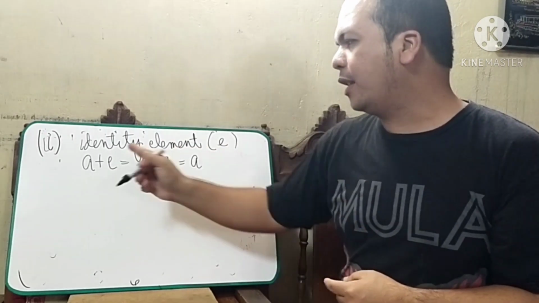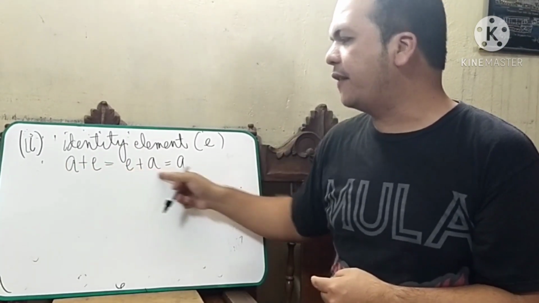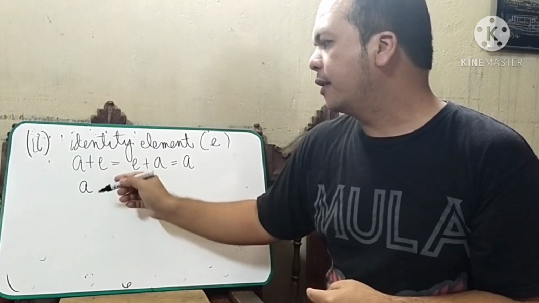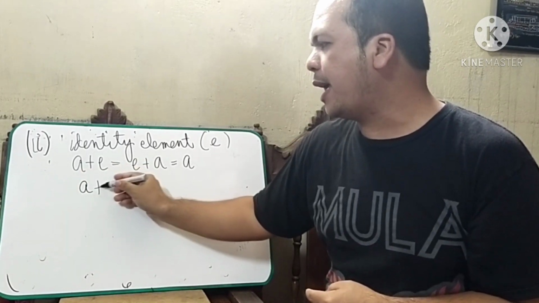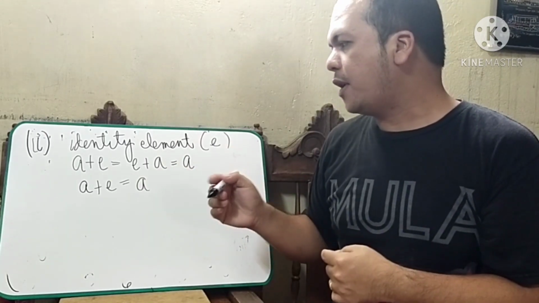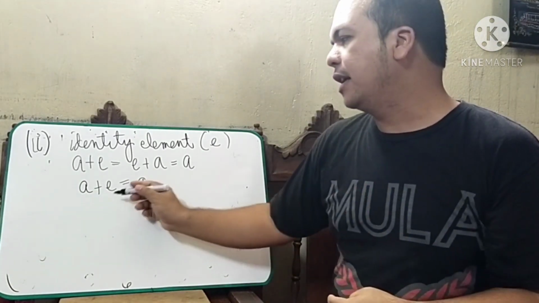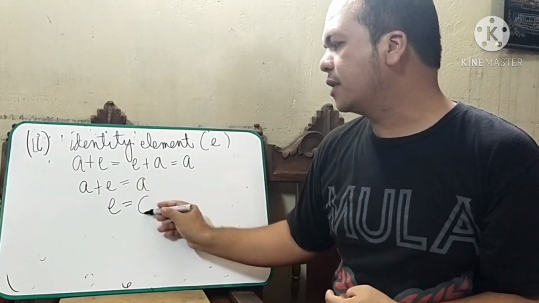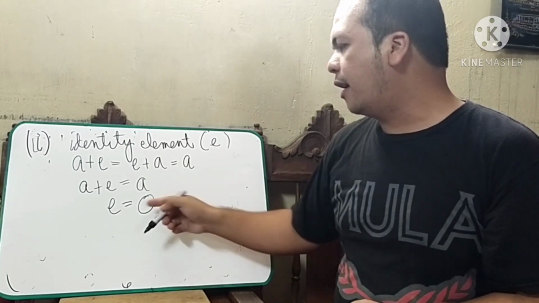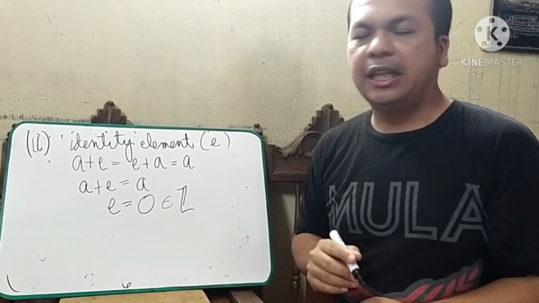Okay. So what is the value of E such that it will satisfy the given equation? From this, we can simplify this equation into A plus E is equal to A. And of course, if we simplify this further, since we are solving for the value E, E is equal to 0. And we know that 0 is an element of the set of integers.